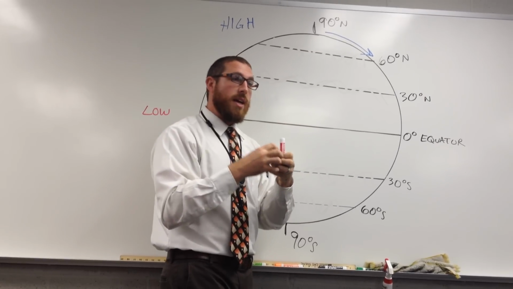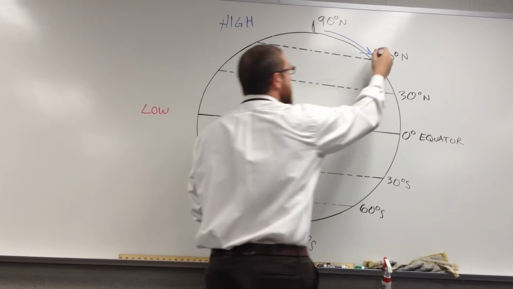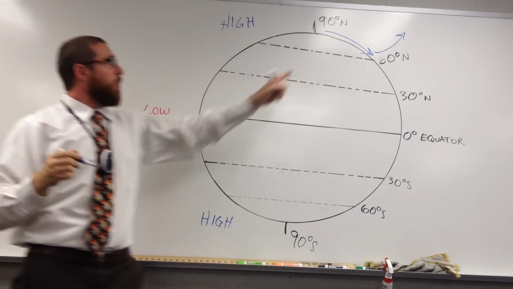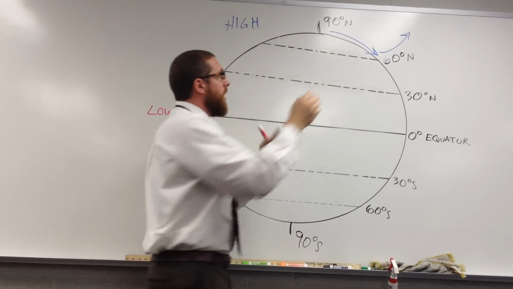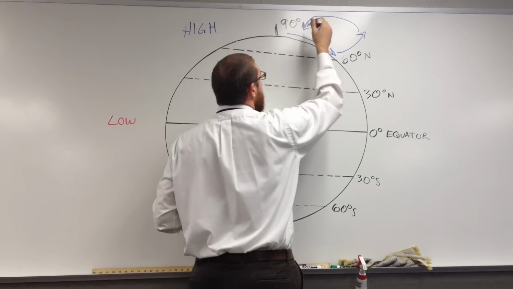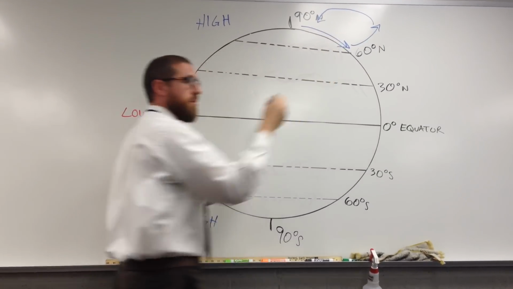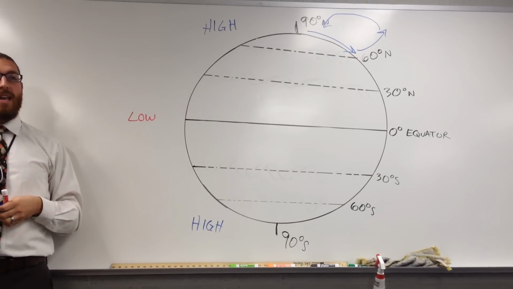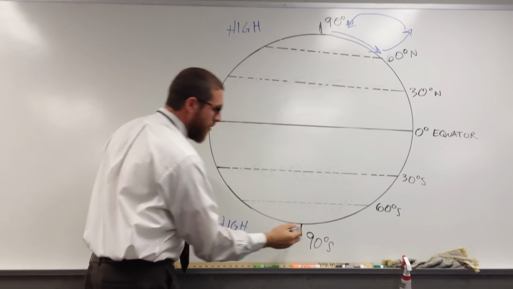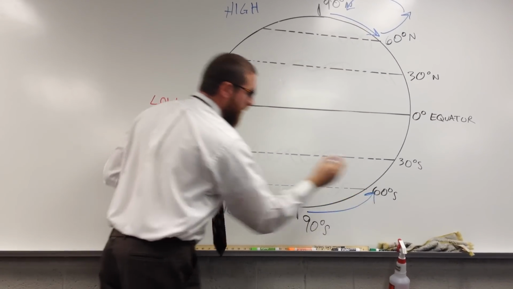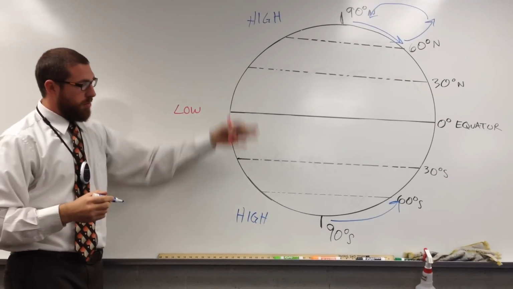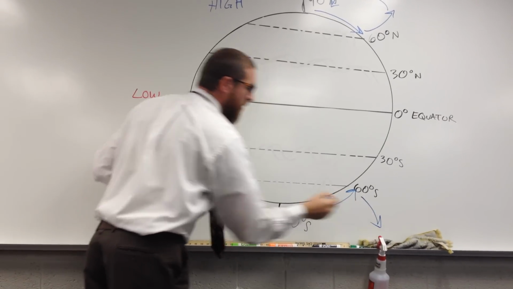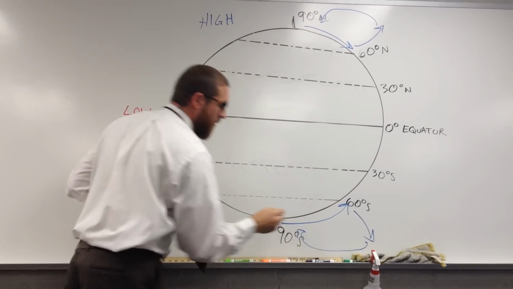What happens when things are heated? They expand, become less dense, and they rise off the surface of the Earth. More air comes in to replace them. And this air cycles back and creates a convection current here. The exact same thing happens at the South Pole. The wind starts to blow this direction now, because we're going from high to low, so it blows northward. But it heats up at 60 degrees south, rises off the Earth, cycles back, forms a convection current.